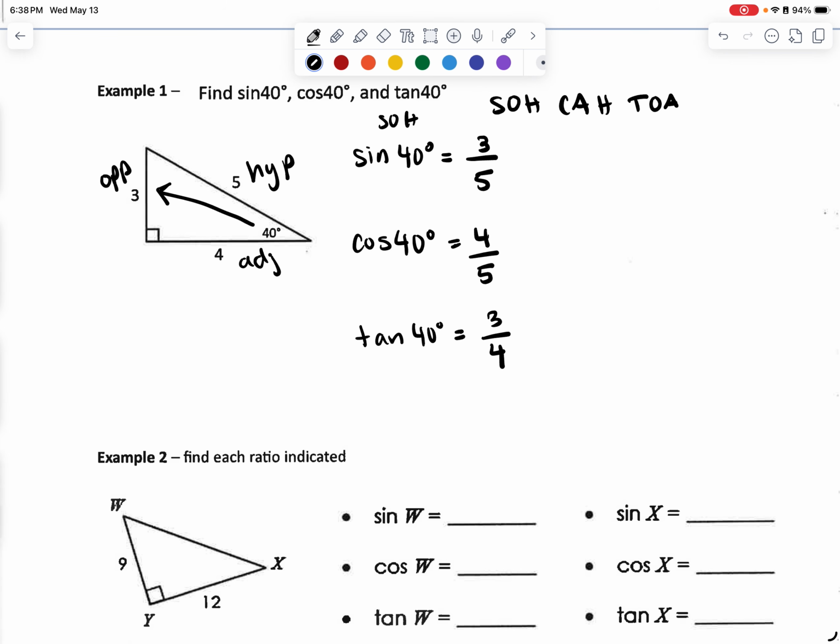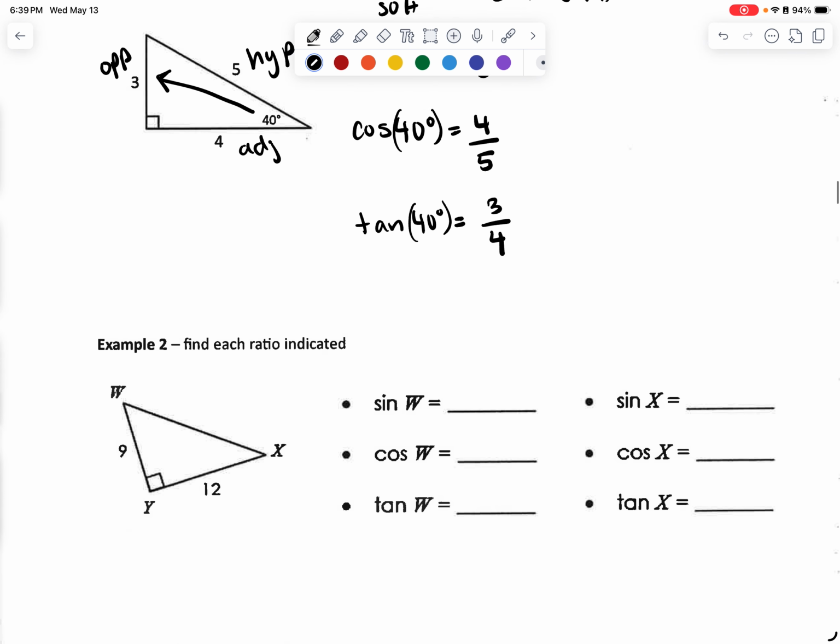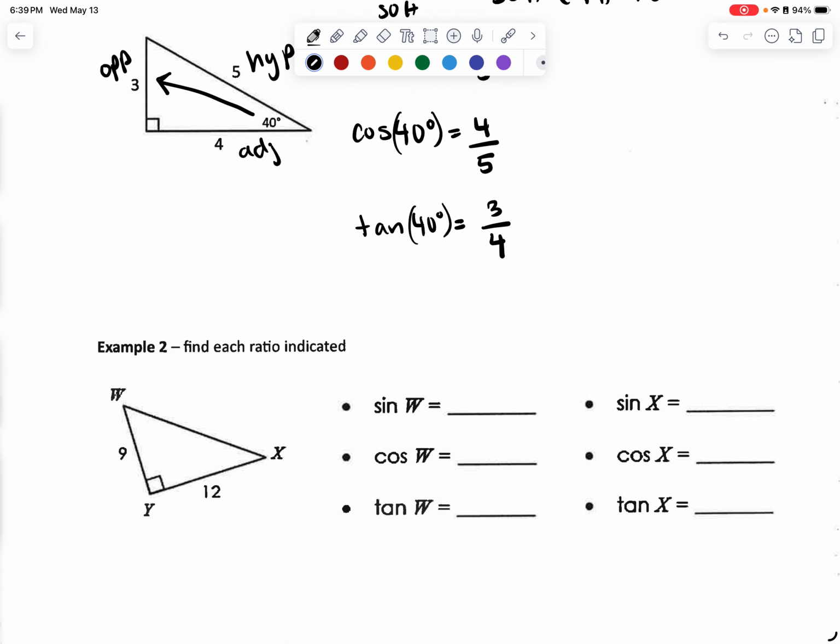All right, I notice I'm writing degree symbols every time I use an angle in degrees, so keep that in mind. This is sine. When we plug in 40 degrees, we get out the ratio of 3/5. All right, so I'd encourage you to try example 2, pause the video, try it, and see how it goes.